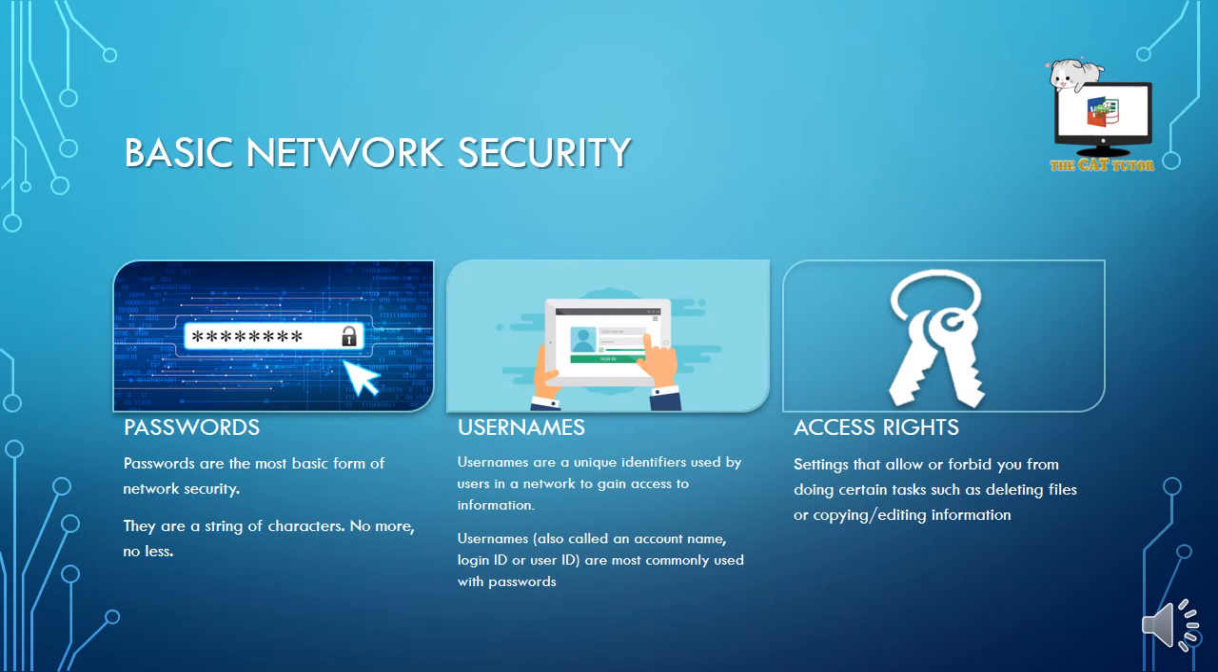Basic network security. It's kind of self-explanatory. There are three basic security measures in a network: passwords, usernames, and access rights. Anybody who's ever had a computer would know of at least two of these three items, if not all three. Passwords are the most basic form of network security. They're literally just a string of characters. Those characters can be numbers, letters, special little dots and dashes, but most of the time they restrict you to numbers and letters. Maybe the symbols above the numbers, like an at sign, a hash, a dollar sign, or an exclamation mark, but you're not always going to be able to add in a smiley face.